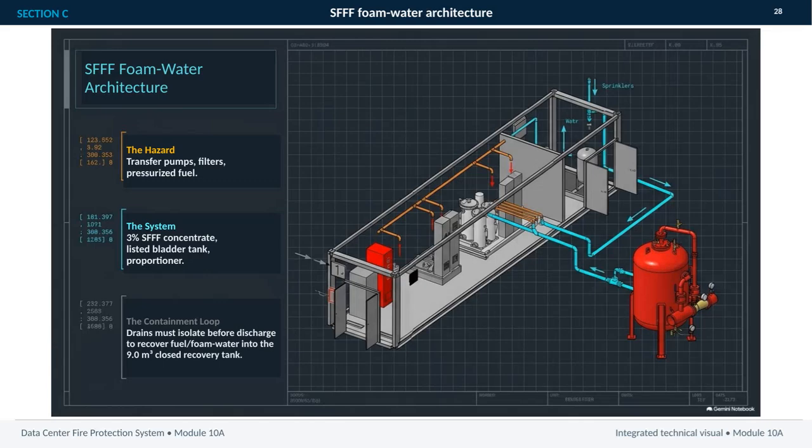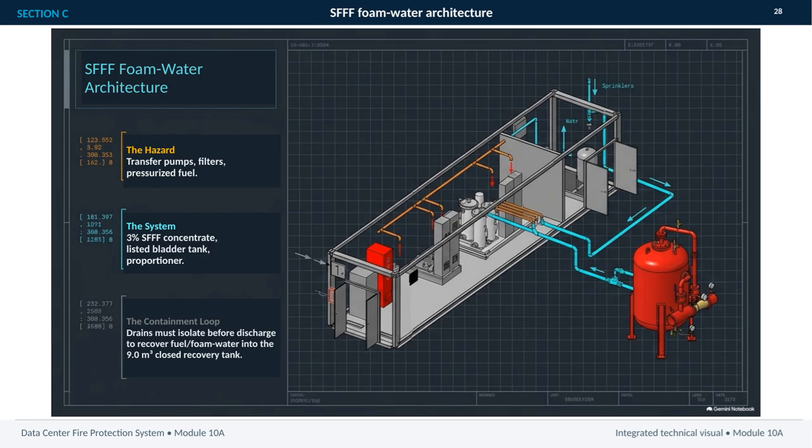This slide describes the architecture of the SFFF foam water system by connecting the hazard, the system components, and the containment loop. The hazard begins with the equipment and materials that need protection: transfer pumps, filters, and pressurized fuel. These conditions create the need for a controlled foam water solution rather than relying on water alone. The system uses 3% SFFF concentrate, supplied through a listed bladder tank and mixed by a proportioner.